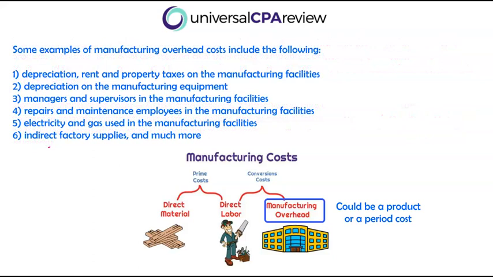So this can include examples such as depreciation, rent and property taxes on the manufacturing facilities, right? So rent's a key one that is going to very often be associated with manufacturing overhead, all right? But it can also include things like depreciation on manufacturing equipment, managers and supervisors in the manufacturing facilities, electricity and gas, right? Everything that we need to ultimately run the business and create this product. And the key difference is that it is not going to be directly traceable to the actual cost object.